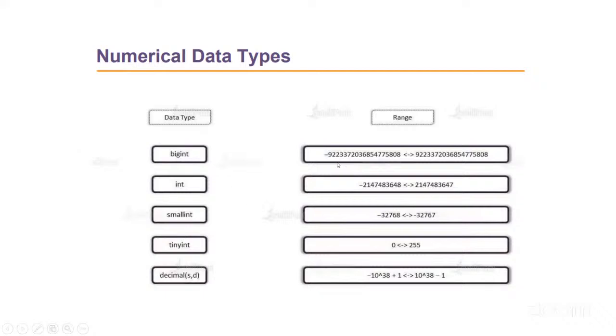What is big int? Big int varies between this number and this number. And what is integer? If you have numbers more than that range, then you need to use big int. When you go for small int, it is nearly plus or minus 32,768. So there are small int, big int, and tiny int. If you have a number below 255, you can use tiny int. And decimals, this is the range of the decimals.